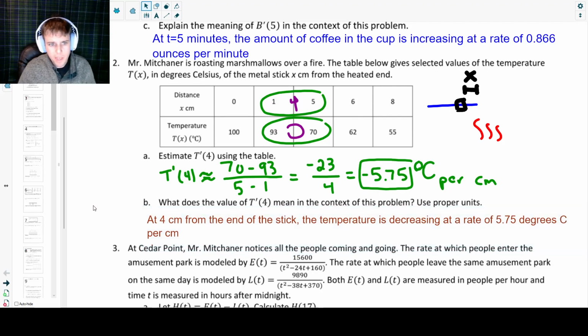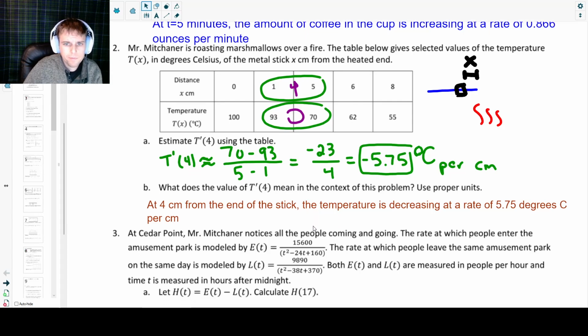So in this situation, we have our context for our input variable. It's at 4 centimeters. That's what that 4 represents, from the end of the stick. The temperature is decreasing. Again, we know it's decreasing because we have a negative rate of change. It's decreasing at a rate of 5.75 degrees Celsius per centimeter. Again, that's contextualizing everything about that value, right? Because this is the particular rate of change that we're estimating at this value, 4 centimeters.